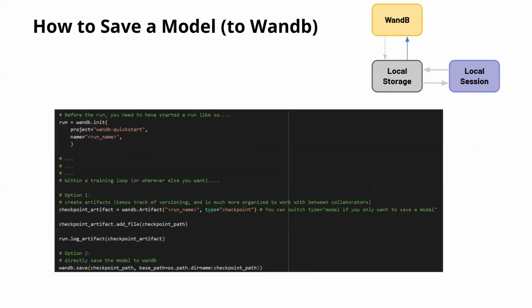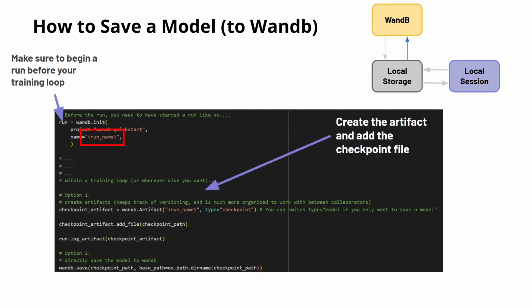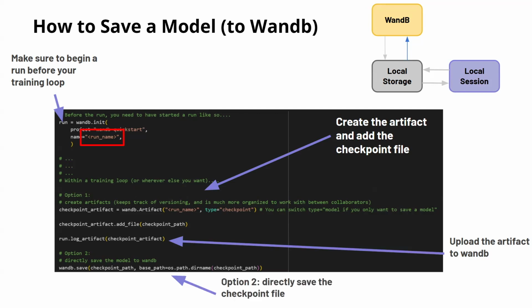Now we can talk about W&B integration, saving to W&B cloud storage. First you must call wandb.init, which is an initialization step before your training loop starts. So this is where you initialize it. Then option one is using artifacts. You can create an artifact, add your checkpoint, and upload it to the cloud using run.log_artifact. But option two is simpler. You can directly use wandb.save to upload the file. The artifact approach provides better organization and versioning for production workflows.